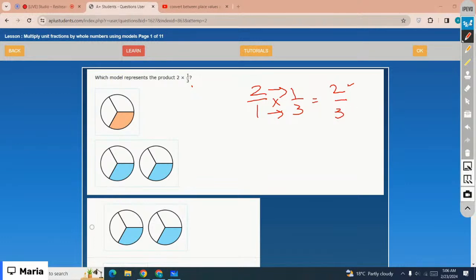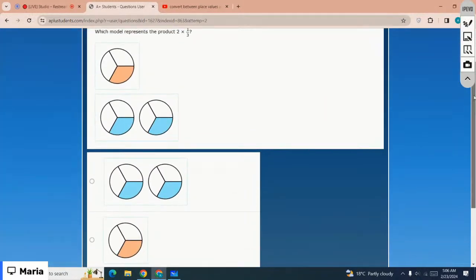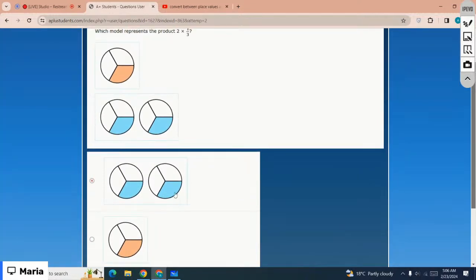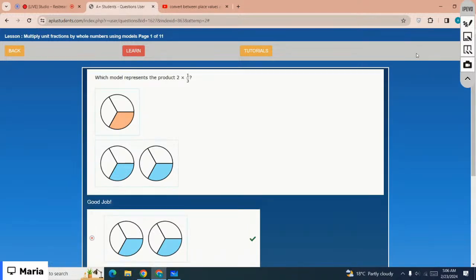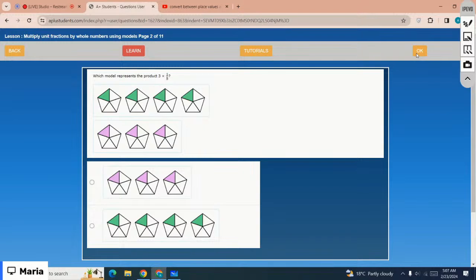2 out of 3, which is the correct option? Option number 1 is the correct option. You can see you are given 2 of the circles and 1 portion for each is colored. So that represents 2 by 3. Option number 1 is the correct option. Got it? Yes, you can ask question if you have any.